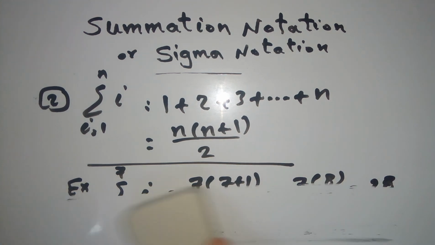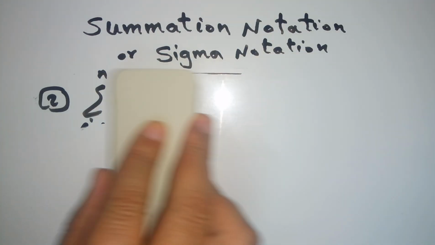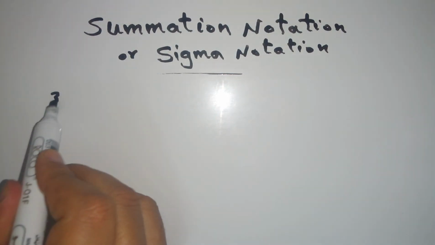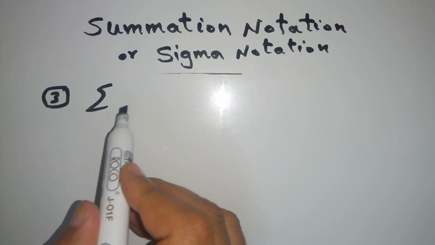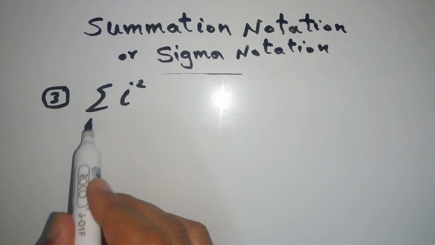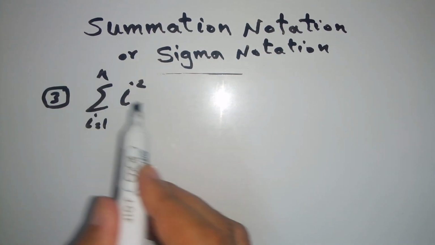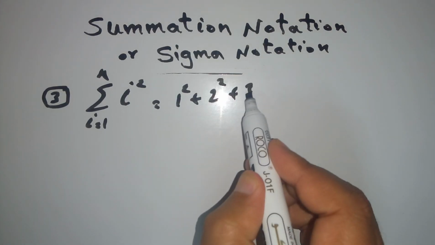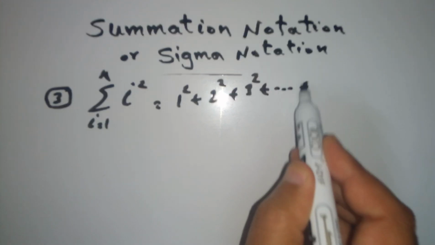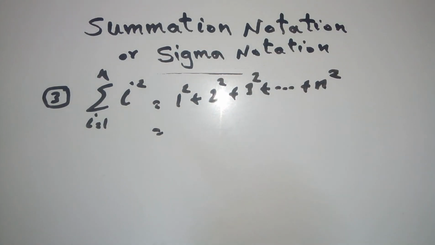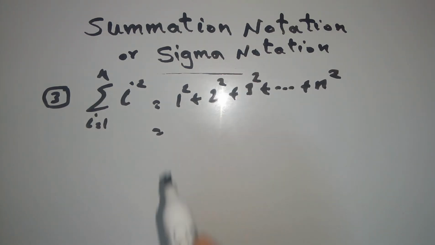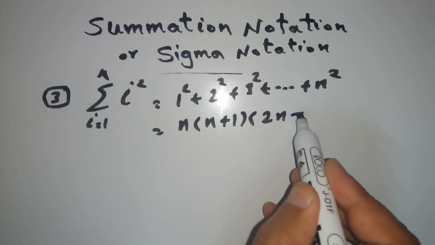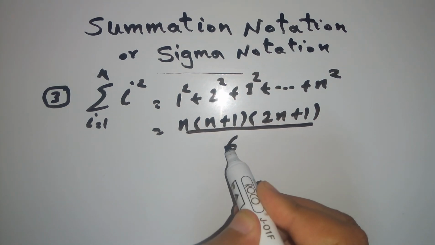The third formula is the summation of i squared from i equals 1 to n. It will be 1 squared plus 2 squared plus 3 squared plus up to n squared. But this sum at the end will be n multiplied by n plus 1 multiplied by 2n plus 1, divided by 6.